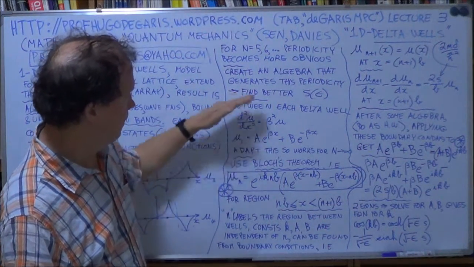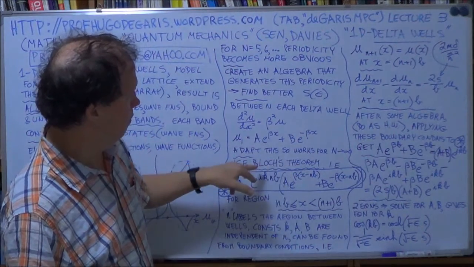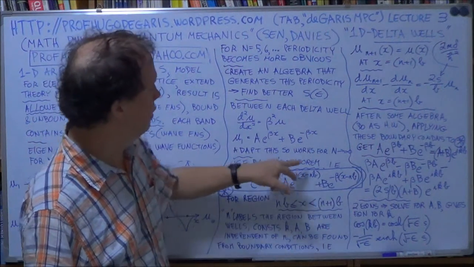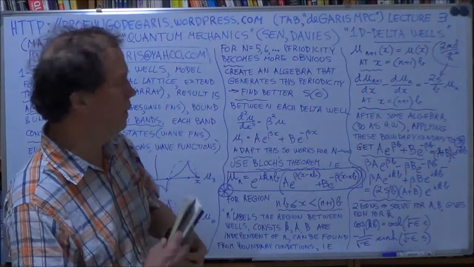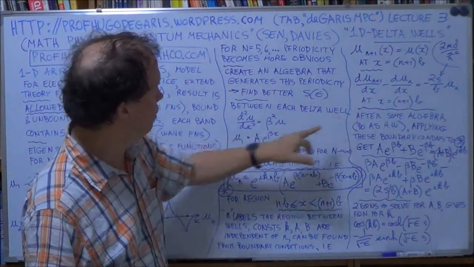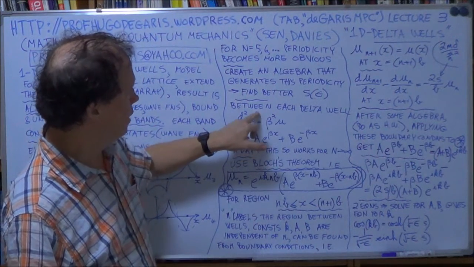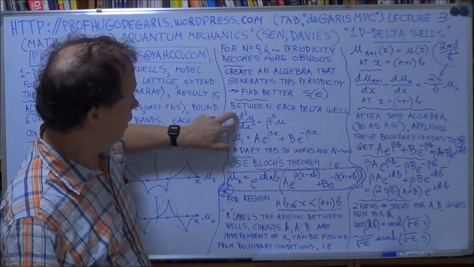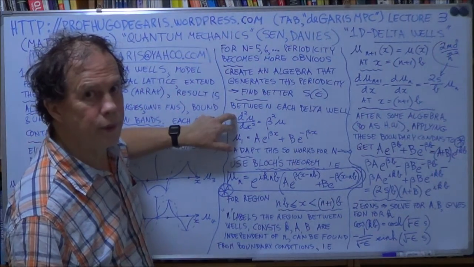So to motivate the Bloch theorem use, to show its applicability, now remember, between each delta well, your wave function u will satisfy this Schrödinger equation.